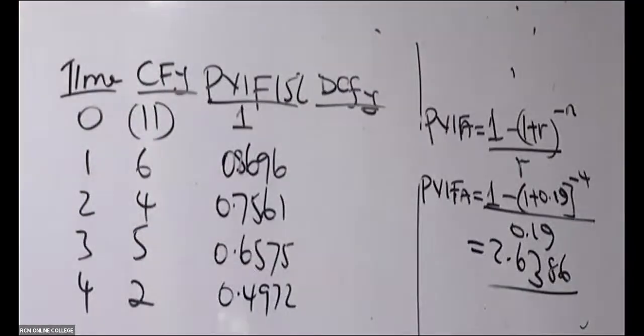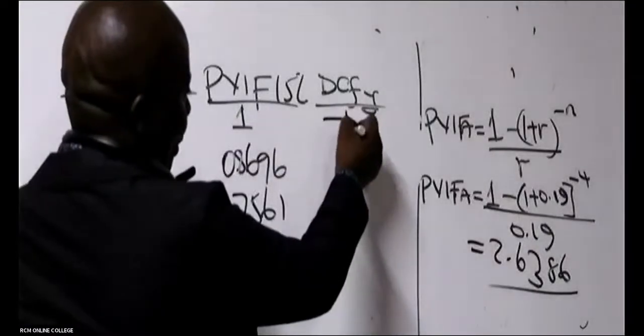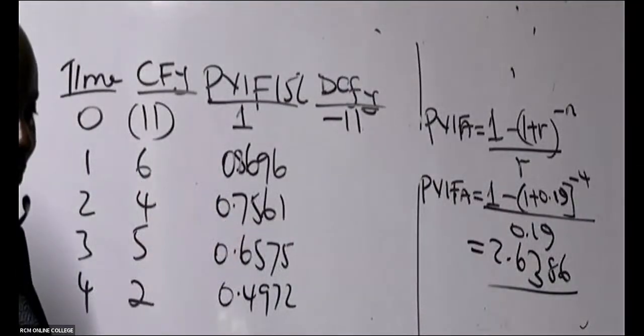Give me the discounted cash flows of Y. So discounted cash flows of Y, what do we have? This will be negative 11. Please talk to me. Negative 11. Give me answers.